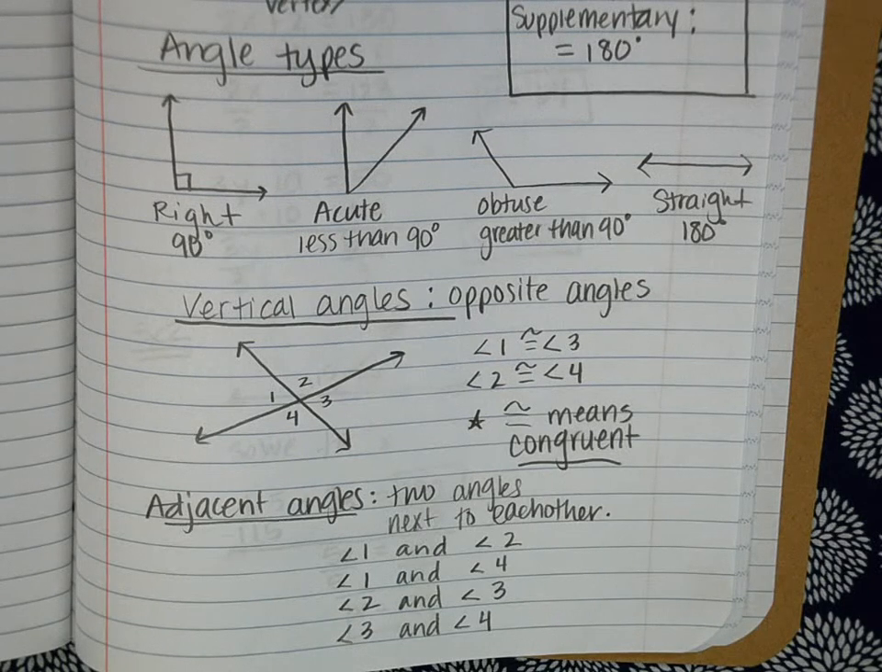Now, if you write these out of order, like say you put 2 and 1 on adjacent, it's okay. They can be out of order. There's no particular order, so don't worry about that. Same with vertical, like if you wrote 3 was congruent to 1 or 4 was congruent to 2, it's the same thing, right? Because they're congruent.